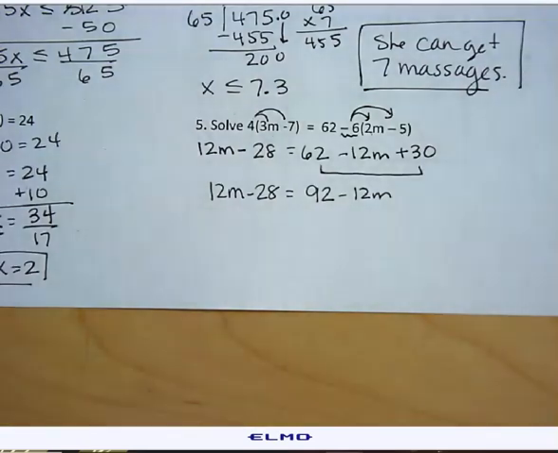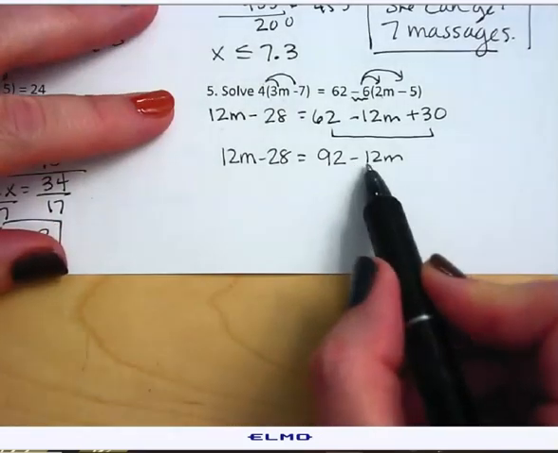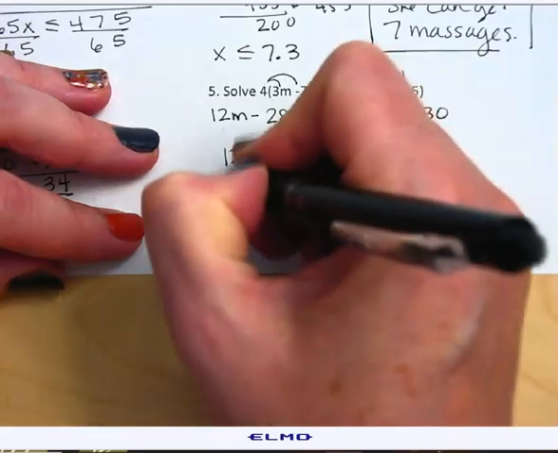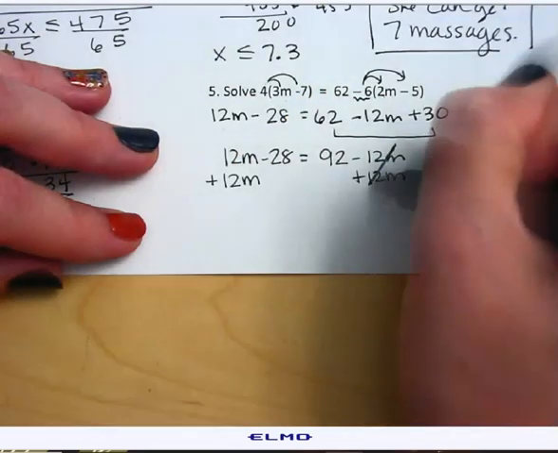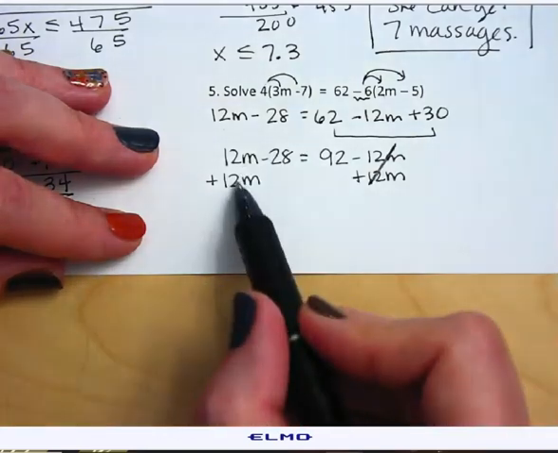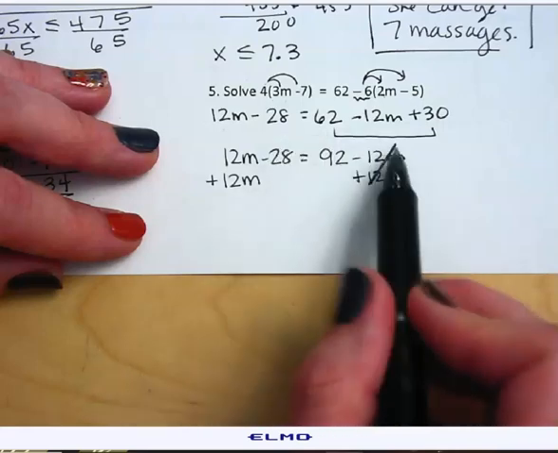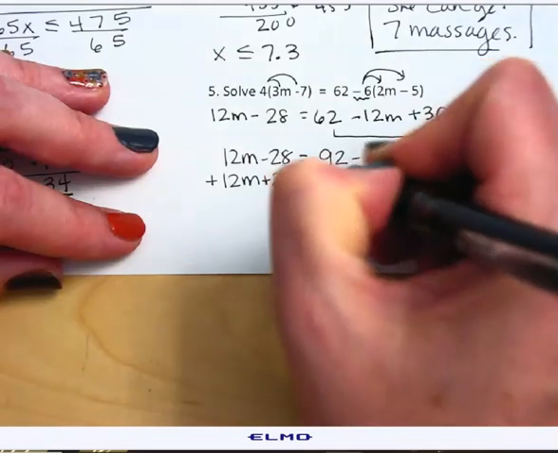Now I start moving stuff around. I'm going to take this negative 12m and add it to both sides. Okay, so I've canceled that out. I've moved the variables to the left, which means this number on the left is a constant. I need to move it to the right. So I'm going to do the opposite of that, which is plus 28.